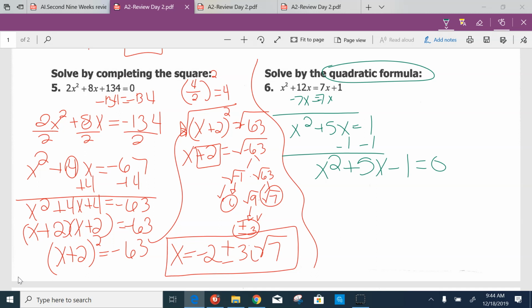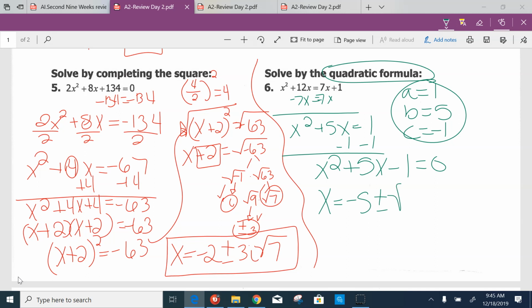All right, so I get my a, my b, and my c. My a is the 1x squared, my b is the 5x, and my c is the negative 1 at the very end. Using all those, I'll start substituting. x equals plus or minus, negative b, let me erase that, not be sloppy or lazy. It's going to be negative b, which is negative 5, plus or minus the square root of b squared minus 4 times a times c, over 2a.